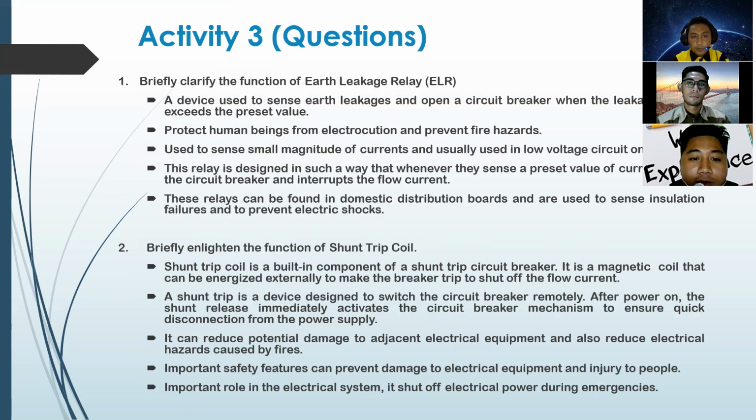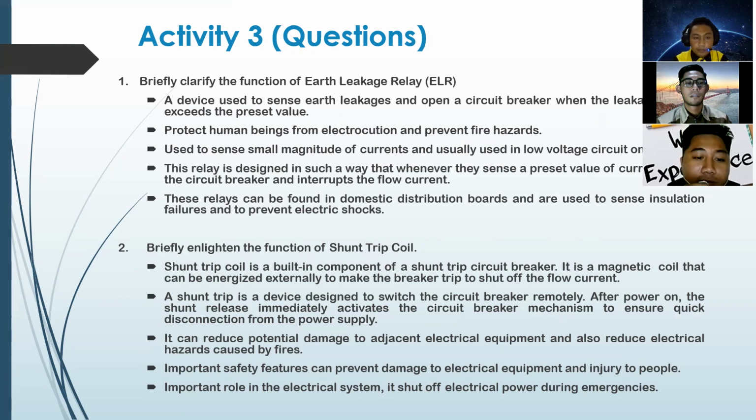Okay, so for Activity 3, questions. I will start with question 1. Briefly clarify the function of ELR. First, a device used to sense earth leakage and open a circuit breaker when the leakage current exceeds the preset value. Second, protect human beings from electrocution and prevent fire hazards. Third, used to sense small magnitudes of current and usually used in low voltage circuits only. I will explain only 3 points for each question.